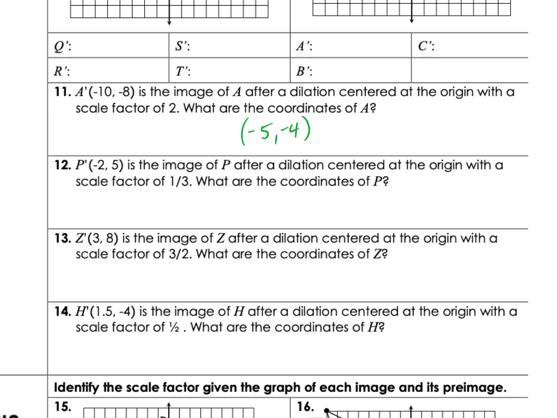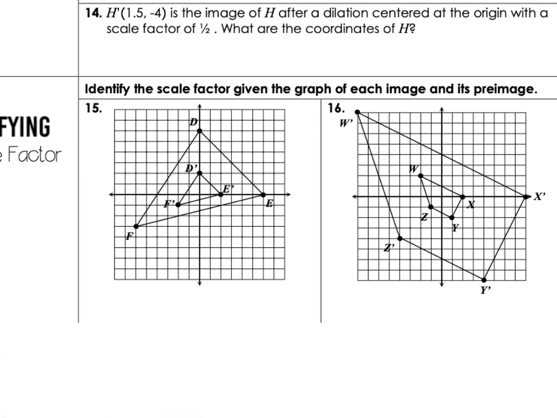So number 12, P prime is (-2, 5) and is the image of P after a dilation centered at the origin with a scale factor of 1/3. What are the coordinates of P? (-6, 15). Okay, number 15.